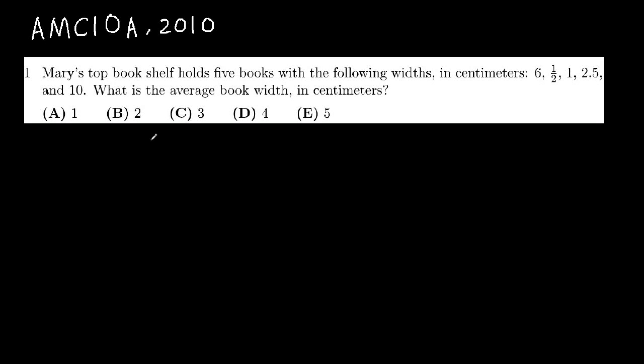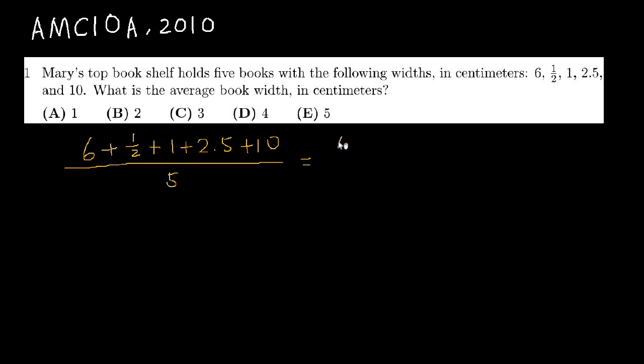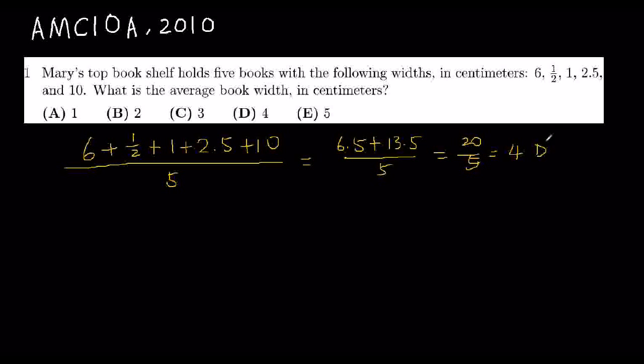Number 1. This is about the average of 5 numbers. 6 plus half plus 1 plus 2.5 plus 10, divided by the number of books, which is 5. So you have 6.5 plus 13.5 over 5, 20 over 5, which is 4. Answer is D.